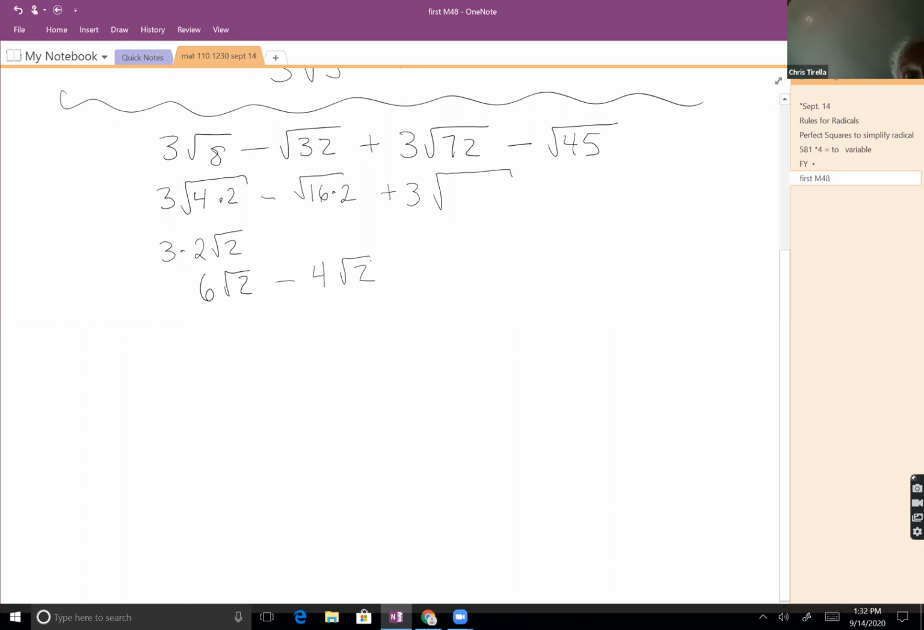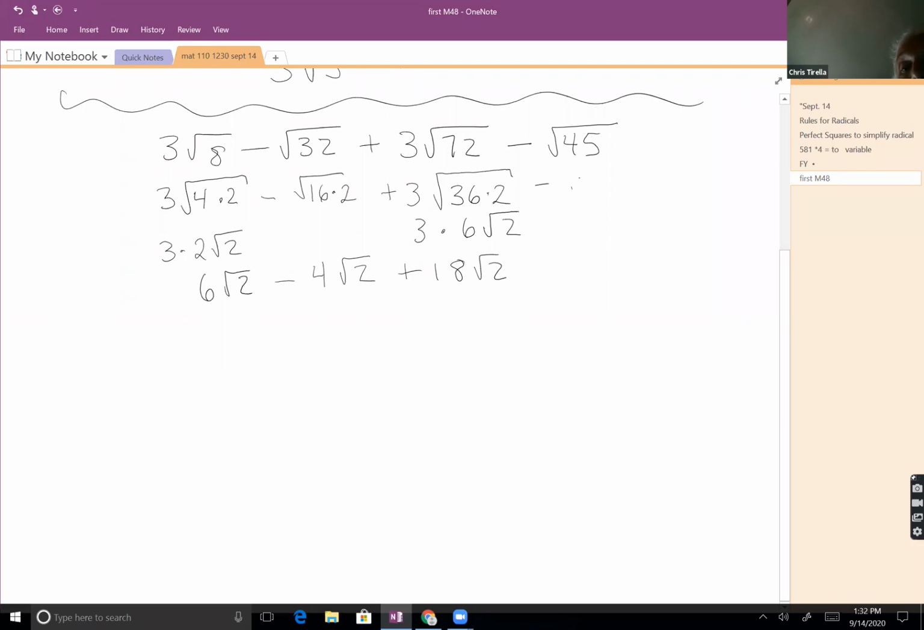Invent my cheater's way. Does 2 go into 72? 36. Yeah, and 36 is a perfect square. So do you see how that approach sometimes takes you to that largest factor? And so that gives me 3 times 6 times the square root of 2, or 18 radical 2.